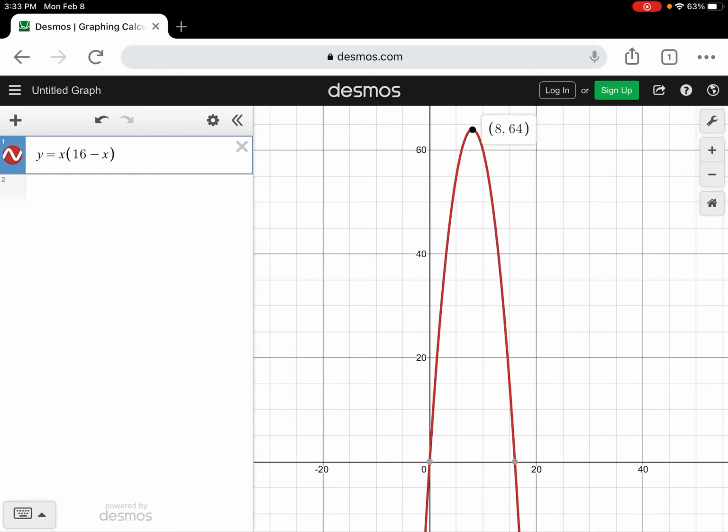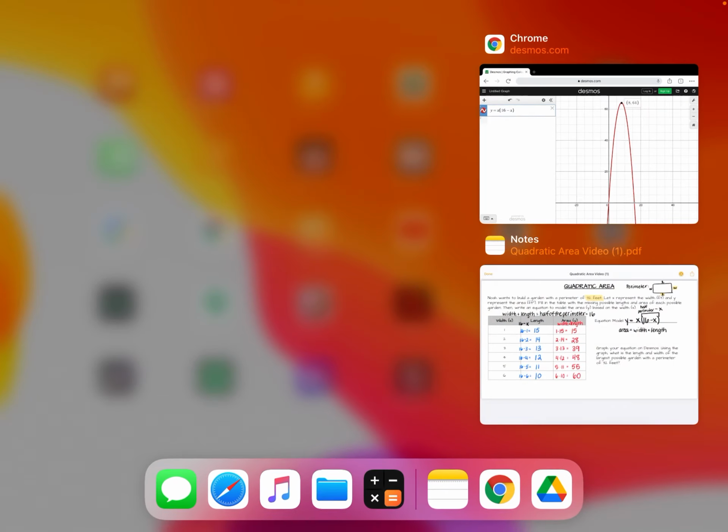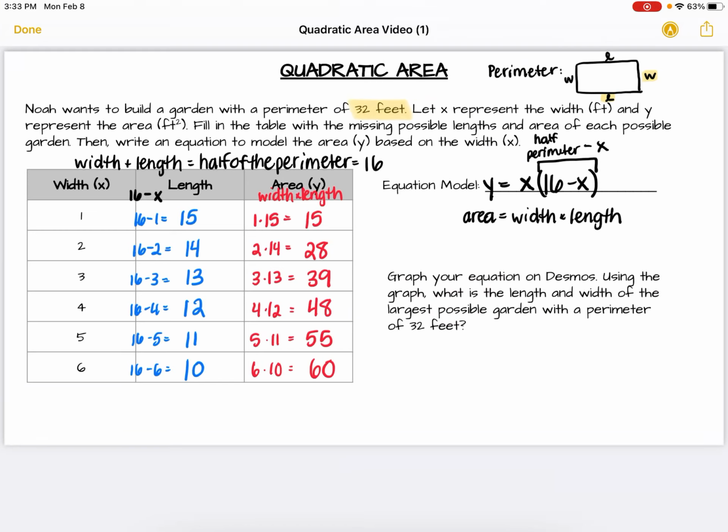So remember, x is the width. So it's telling me the width of the largest garden is 8, and the area is our y. So the area of that garden will be 64. So we know the width and the area of the largest garden, but we are going to have to figure out the length. So let's write down real quick before we forget. The point was (8, 64).